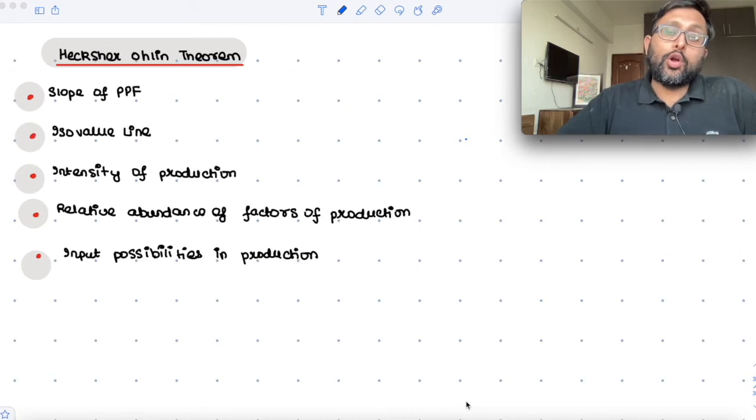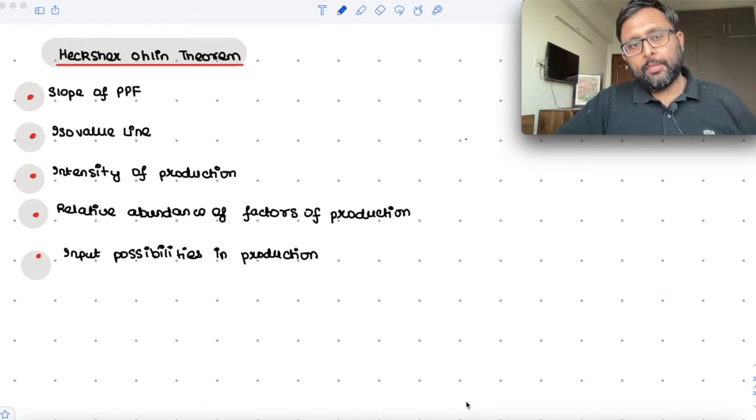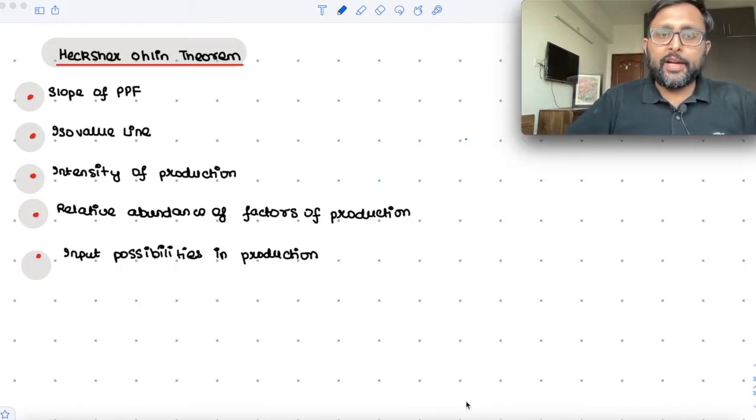In this recording, in the context of the Heckscher-Ohlin theorem, we'll be talking about the slope of the PPF, the isovalue line, intensity of production, relative abundance of factors of production, and input possibilities in production. After this, the meaning of the Heckscher-Ohlin theorem, Stolper-Samuelson, and the Rybczynski theorem is going to start. So this is an introduction.